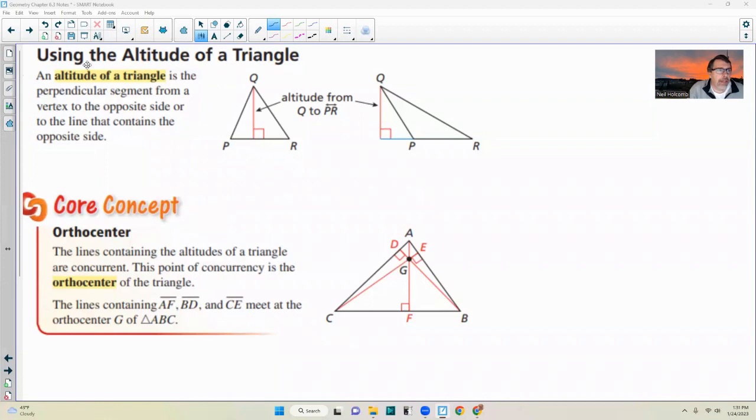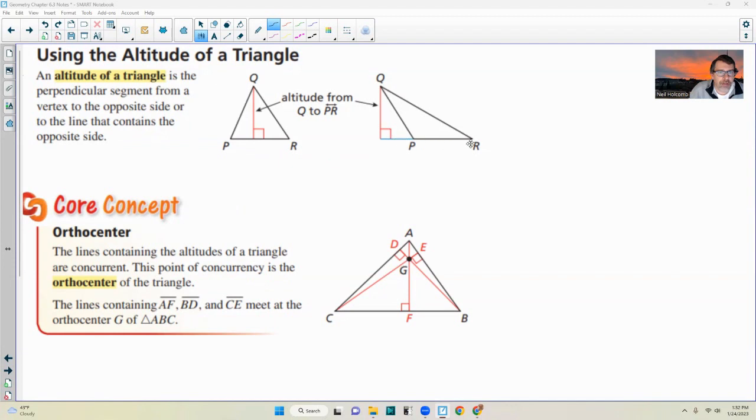All right, using the altitude of a triangle. So if you have a triangle and you draw a perpendicular line from somewhere, if it's an acute triangle, then the altitude will be inside. If you have a triangle like so, and you draw a line down and you're in the interior, then the altitude is inside the triangle.